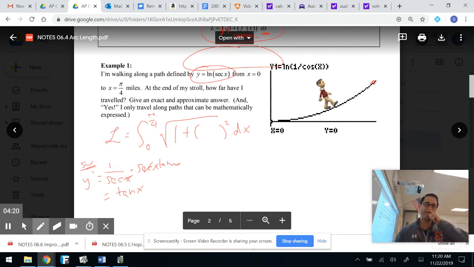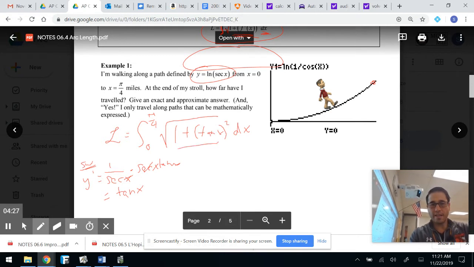Now, this problem said I have to give an exact answer, all right? So let's check this out. Tangent squared x. Well, how am I supposed to take the antiderivative of all that stuff, Mr. Tanaka? Well, we go from 0 to pi over 4.